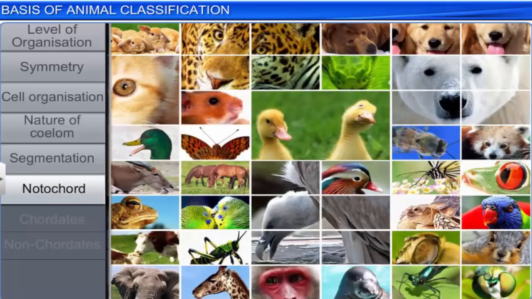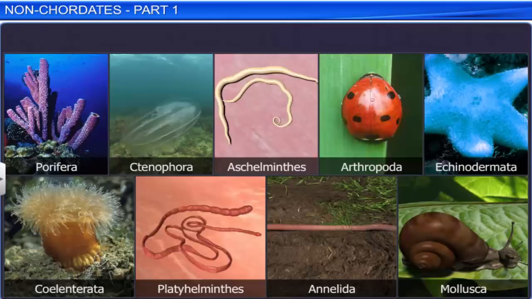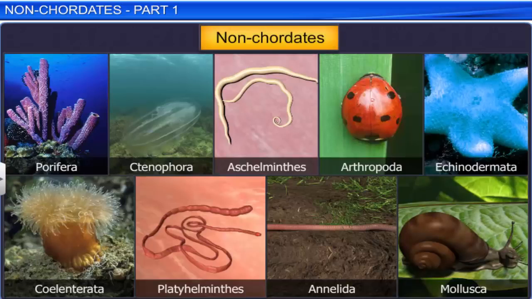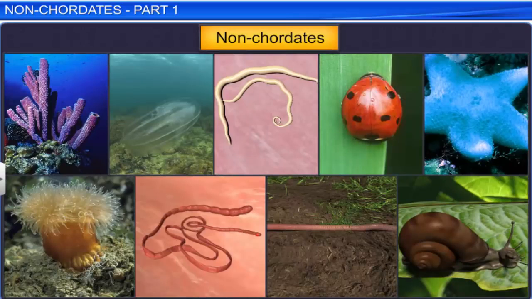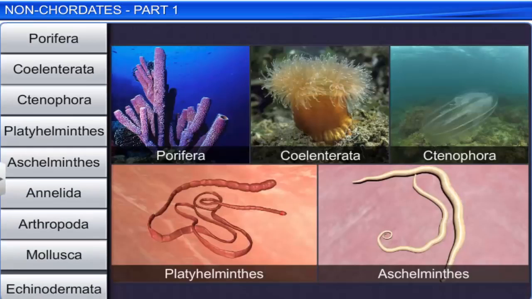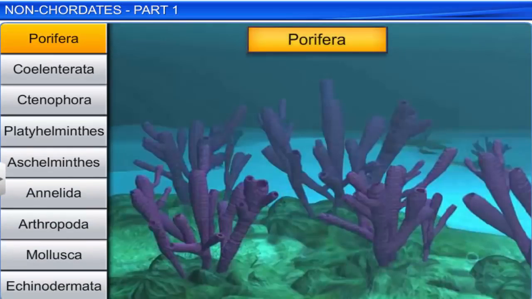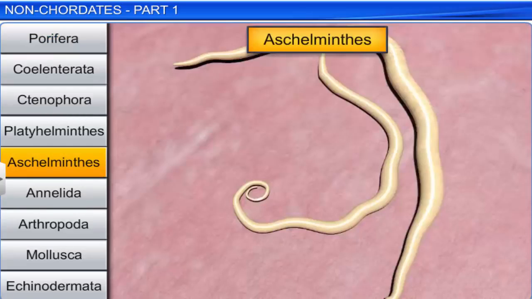We just studied how we can classify animals into different categories on the basis of some fundamental features. Animals belonging from phylum Porifera to phylum Echinodermata are categorized as non-chordates. Non-chordates are animals without a notochord. Let's take a look at the important characteristic features of the phylum Porifera to the phylum Aschelminthes.